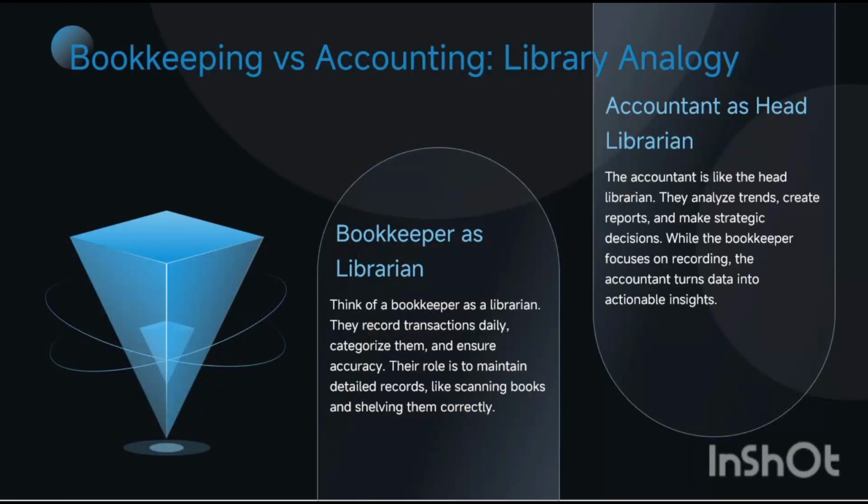So on the slide, if you see here, bookkeeping and accounting is like library knowledge. You see here, a bookkeeper is actually a librarian. They record the transactions daily, categorize them, and ensure accuracy. Their role is to maintain detailed records, like scanning the book and keeping them correctly on the shelf. Right, now what are the duties or responsibilities of the accountant? So the accountant is the head librarian, analyzes trends, creates reports, and makes strategic decisions, while the bookkeeper focuses on recording. Accounting turns data into actionable insight.